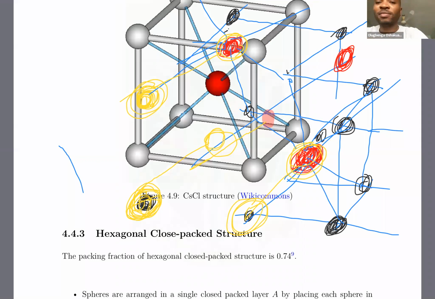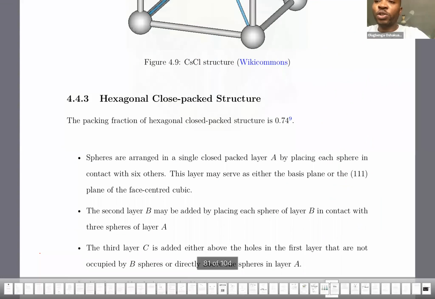So do we have any other? Hexagonal close-packed structure has a packing fraction of 0.74, which is the same as what we have in face-centered cubic. Spheres are arranged in layers. If you have a lot of identical balls, there is a way you arrange them on the table such that you will know that you have maximized all the spaces on that table.